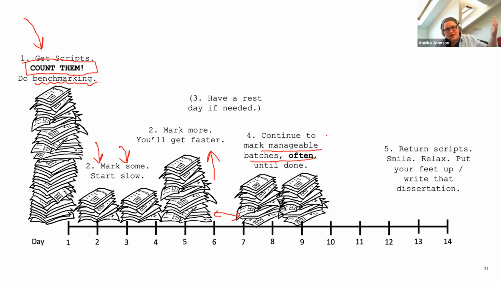If you try to do too much, you're getting too tired. You'll just fall into all those effects of marking badly or marking according to what the last mark you gave on the previous paper was, and so on. So good marking tends to come from doing manageable batches often until you're done.